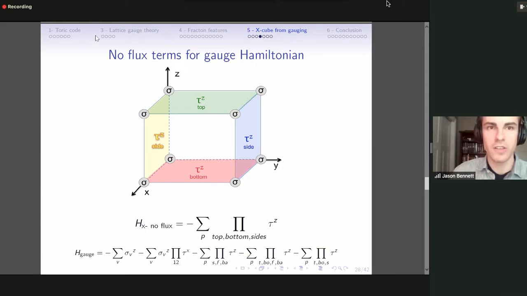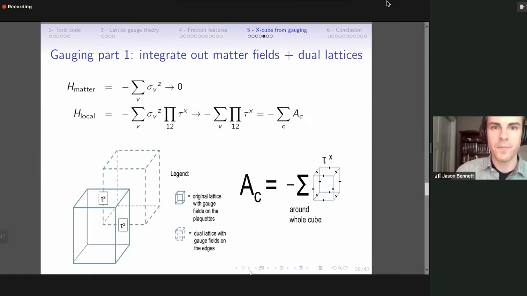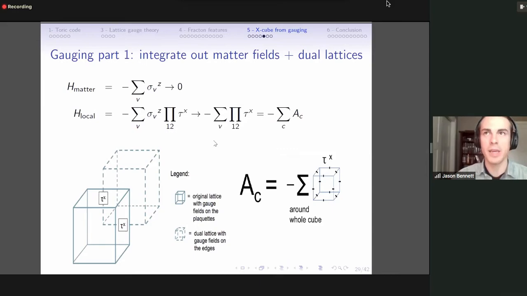And almost just like we did with the transverse field Ising model, I have to integrate out my matter fields now. However, one of the extra steps in this case is to talk about something called the dual lattice. So I'm going to shift perspectives. That's really all it is. It's just shifting where you think everything is based on where you're starting your lattice from.